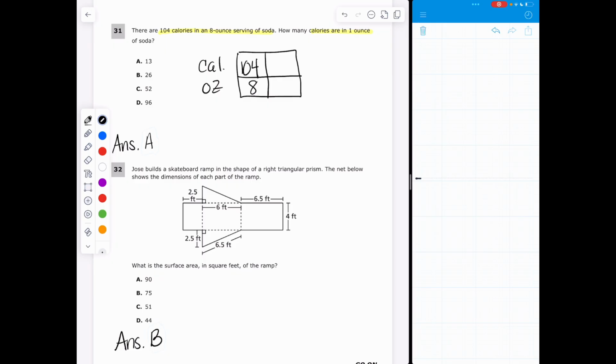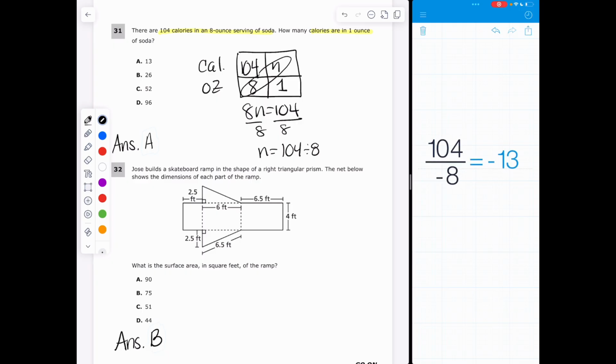So here are 2 different ways you can do this. We want to know how many are in 1 ounce. The first way is we could just do cross multiplying, and you would have 8n is equal to 104, and then you would just solve by dividing by 8. So n is equal to 104 divided by 8, which is, I'm just using my special calculator, 104 divided by 8, which is 13.